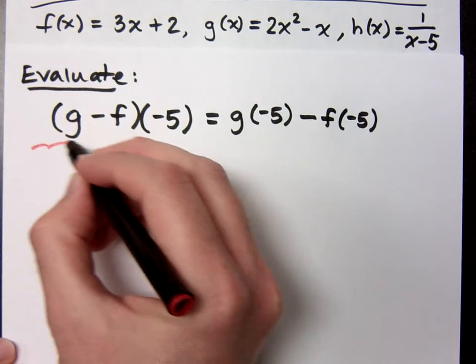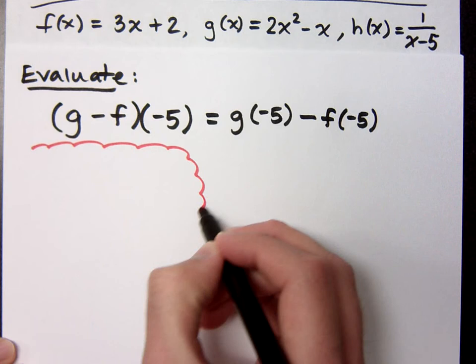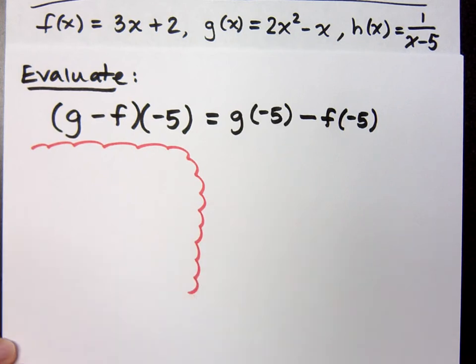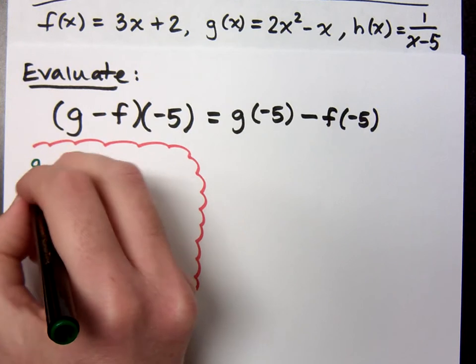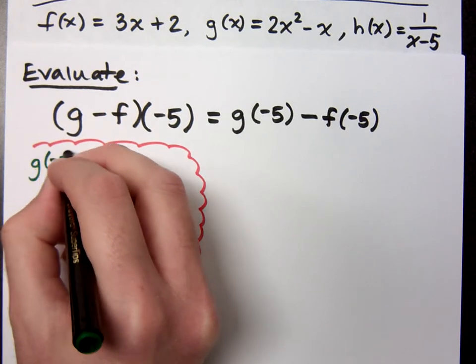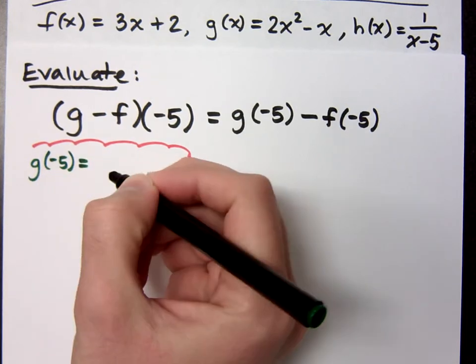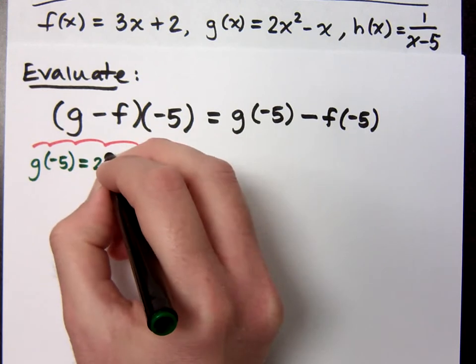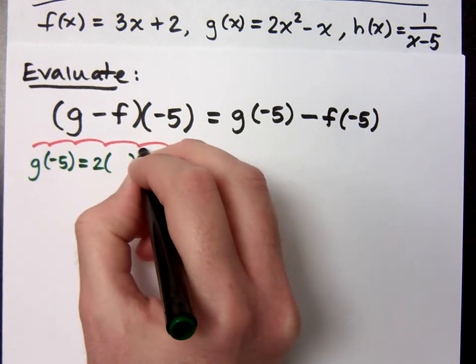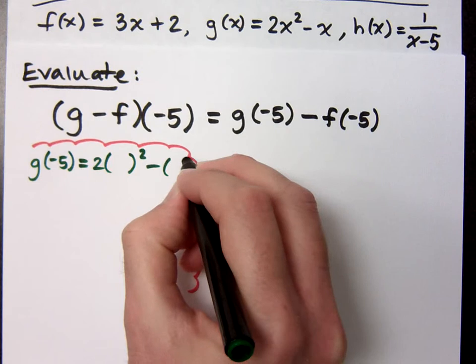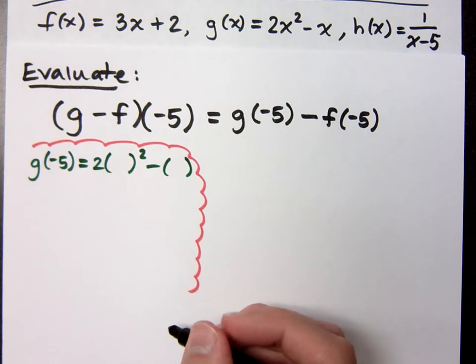We're going to do our little thought bubble over here on the side where we have our work. So, g of negative 5 means what? That means 2 times x squared minus x. Do you all agree?